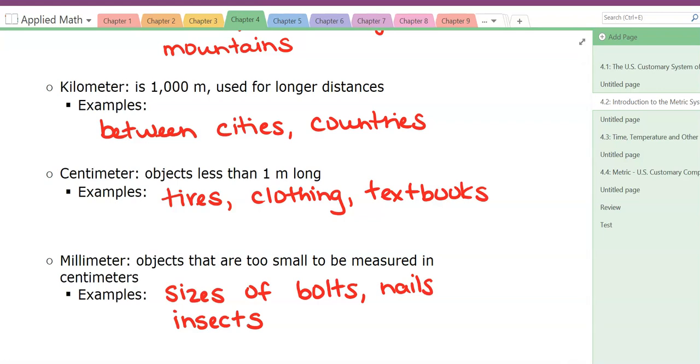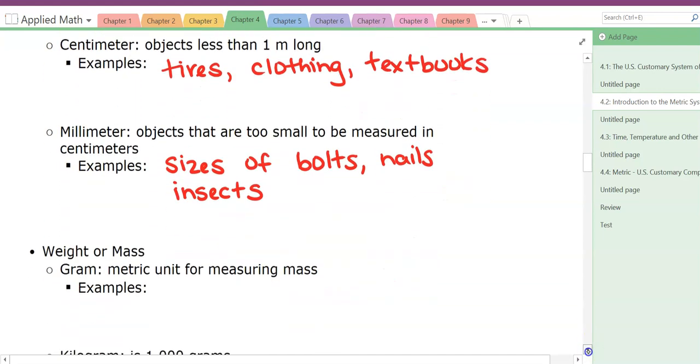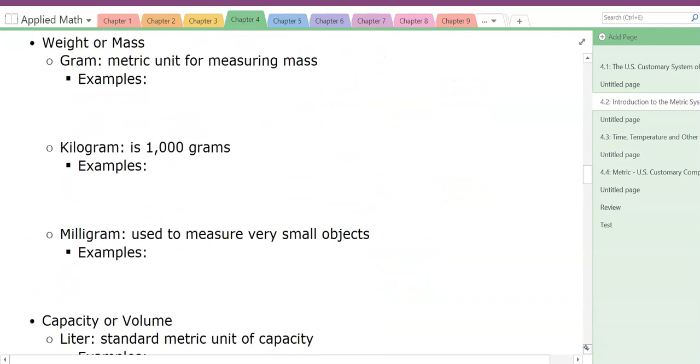So much smaller items. Okay, so that's for length. Now let's talk about weight or mass.